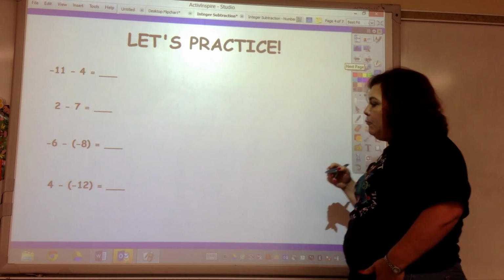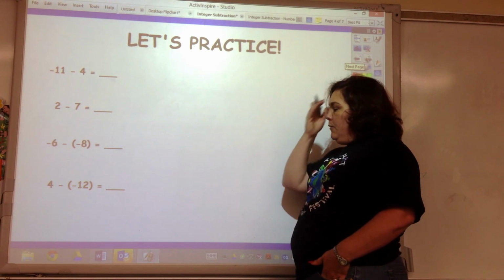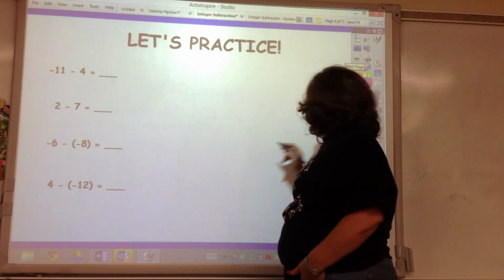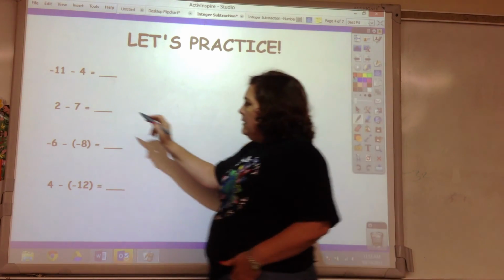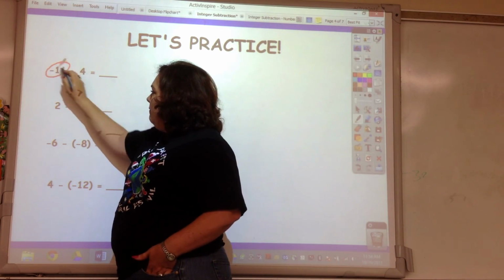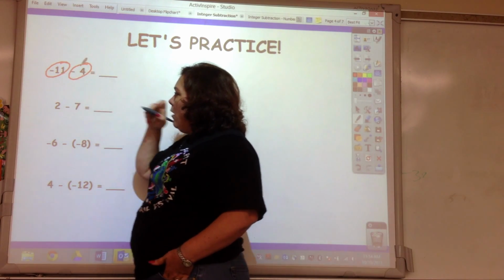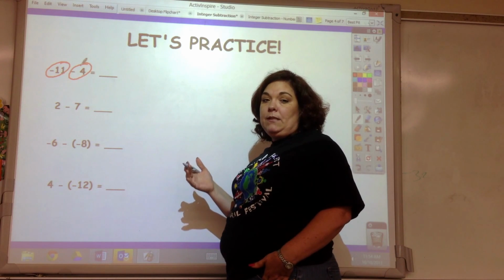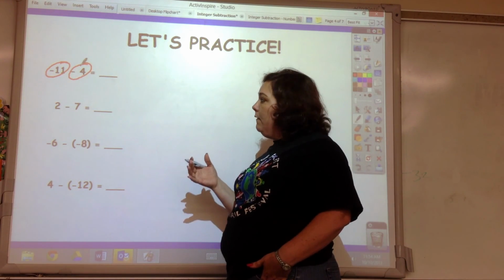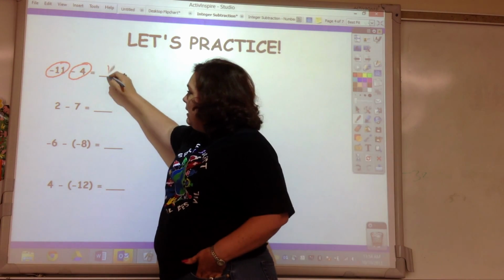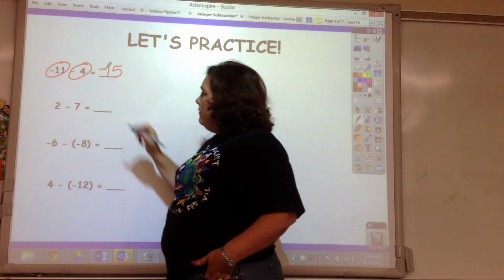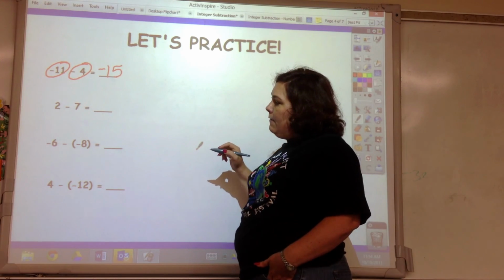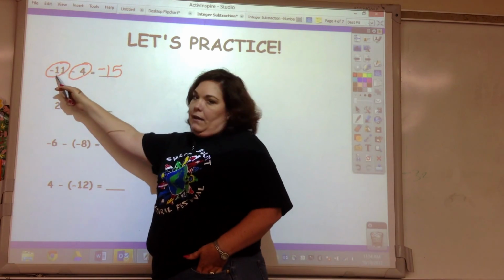So let's practice how you would do this. If I have a negative 11, that's negative, and I'm combining it with a negative 4. So 11 plus 4, those are the same sign, so I'm adding them all up. 11 plus 4 is 15, and it's going to be negative because they're all negative.